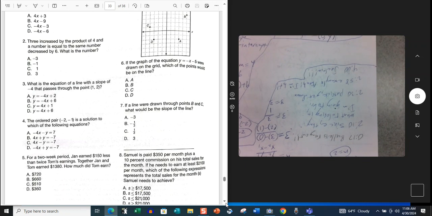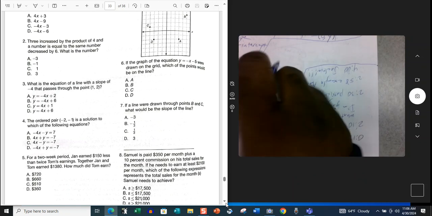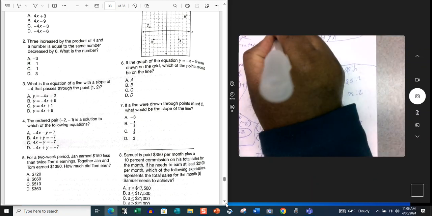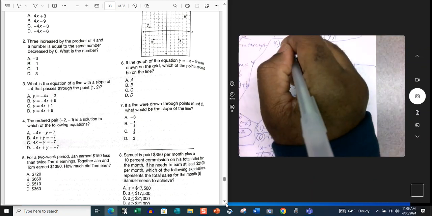it says the ordered pair negative 2, negative 1 is a solution to which of the following equations? So what we would have to do here, we're supposed to substitute negative 2 and negative 1 and see if it makes the equation equal. So instead of going through all of them, I'm just going to go right to the answer, which is C. But I'm going to show you how C is the answer. So we'll do C.